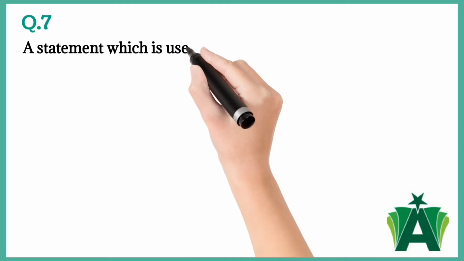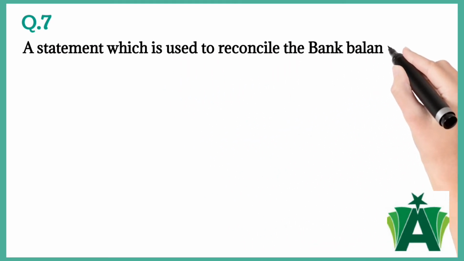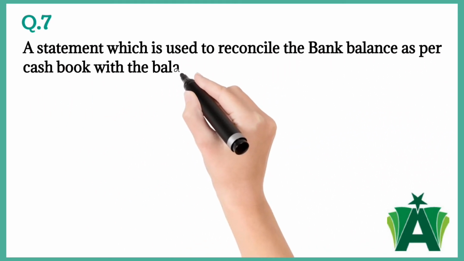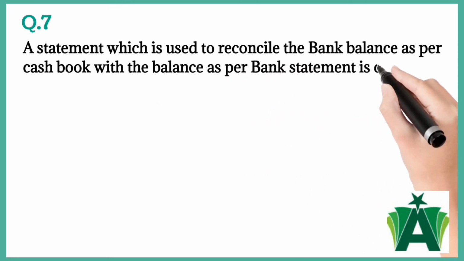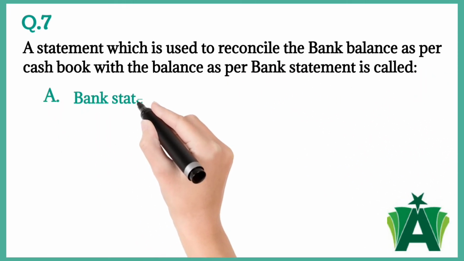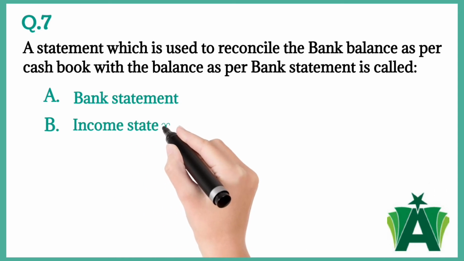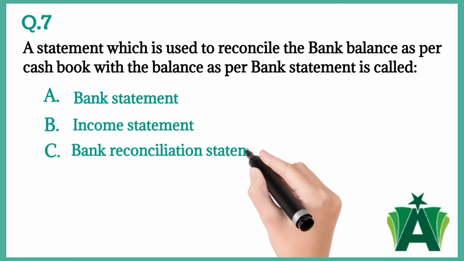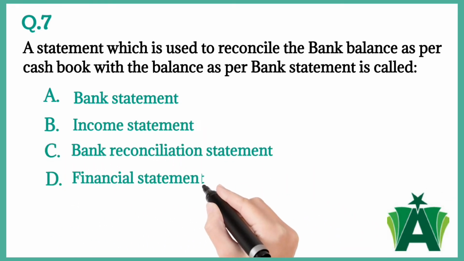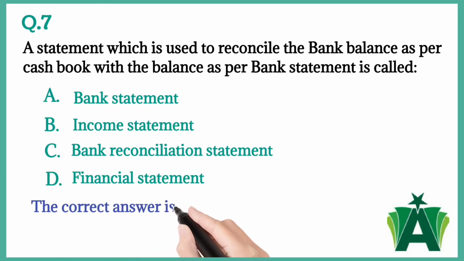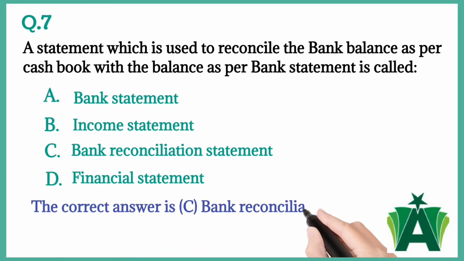Question number 7. A statement which is used to reconcile the bank balances per cash book with the balances per bank statement is called A. Bank statement, B. Income statement, C. Bank reconciliation statement, D. Financial statement. The correct answer is C. Bank reconciliation statement.